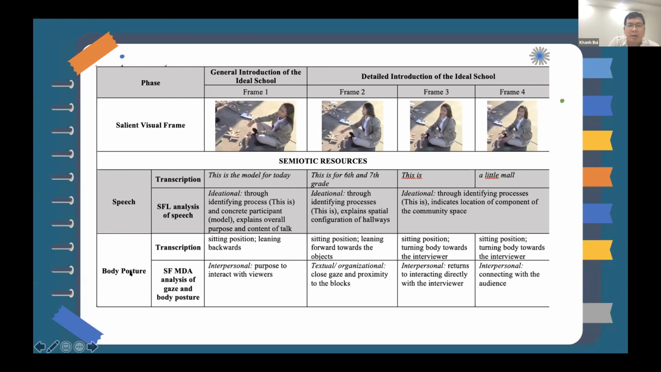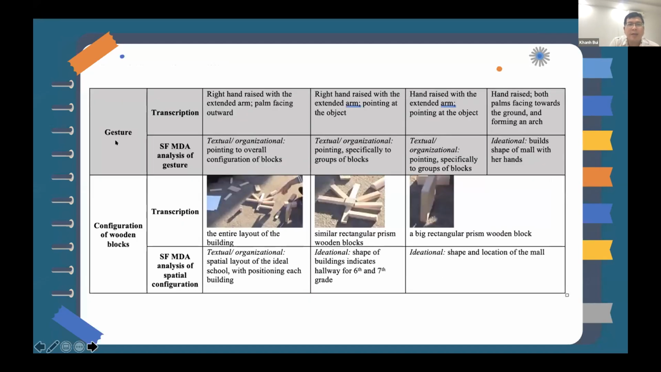And how about her body postures? You can see that she's in a sitting position, leaning backwards. The reason she's leaning backwards is that she wants to have interaction with the viewers and with the cameraman. So that's her body posture, to engage in the explanations of the school. And also her gesture: you can see her right hand raised with the extended arm, palm facing outward.